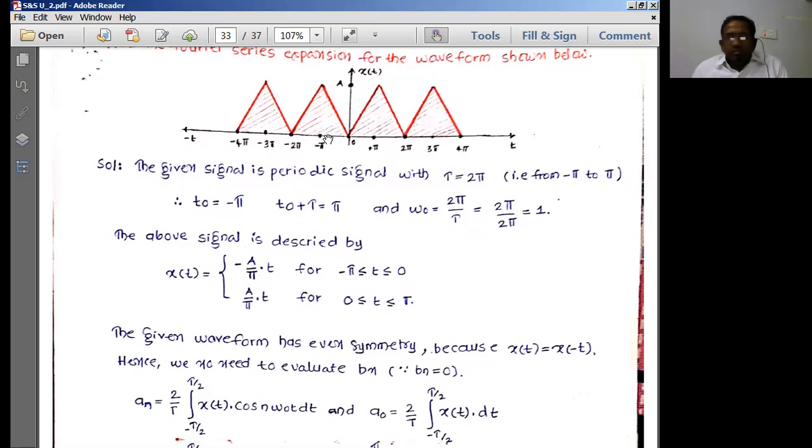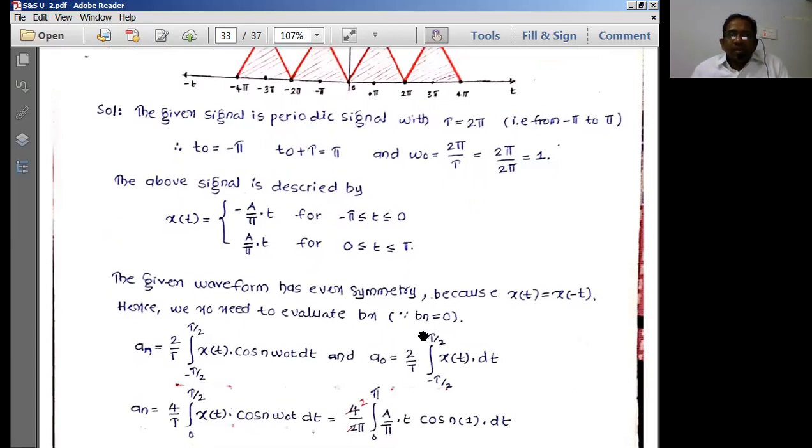Similarly, I can go with this particular part now. Here, if you see, it is an increasing ramp. Therefore, plus alpha t. The maximum amplitude is A by, what is the component on the time axis? It is going to be 0 to pi, so pi minus 0 is pi. Same story now: A by pi t, which is going to be positive over the limit 0 to pi. So this is the signal representation of the given waveform.